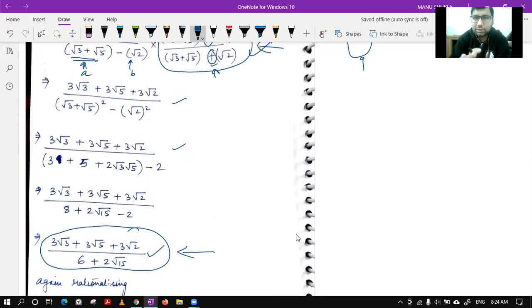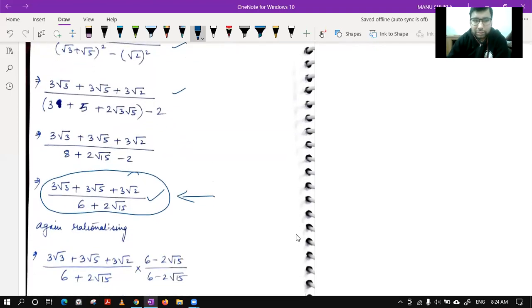Okay, so class, after doing this, we had earlier 3 roots. After solving, in the denominator, only one root is left. The reason is that in (a plus b) square, we will obviously get this 2ab. That's why we have this 2 root 15 in the denominator. That means we need to go one more time for the rationalization.